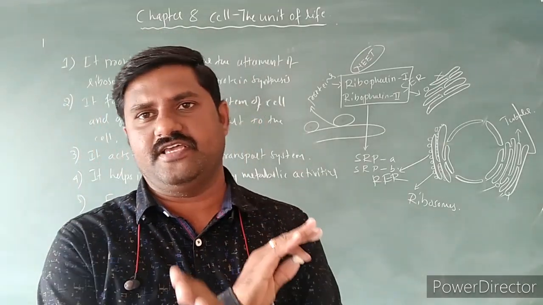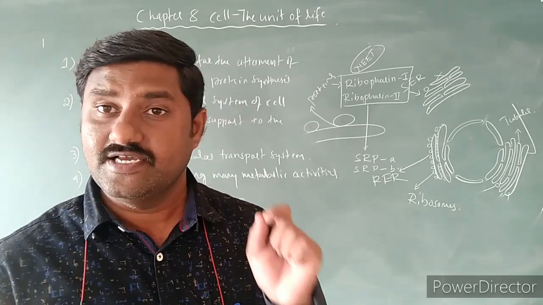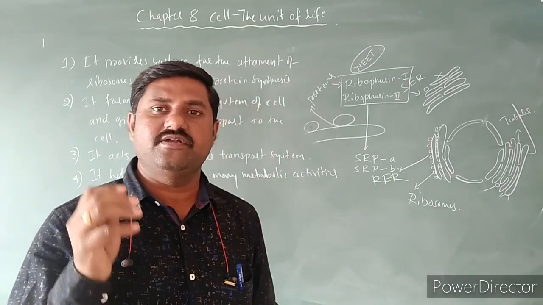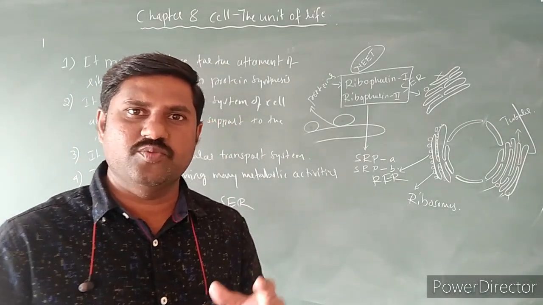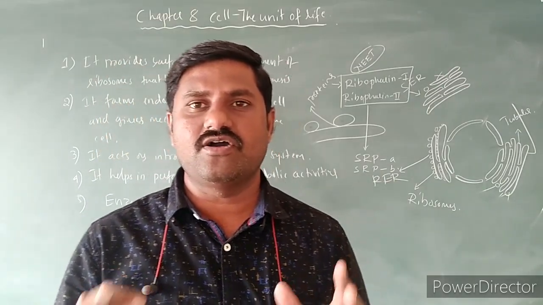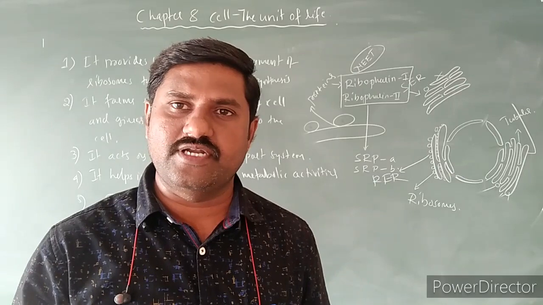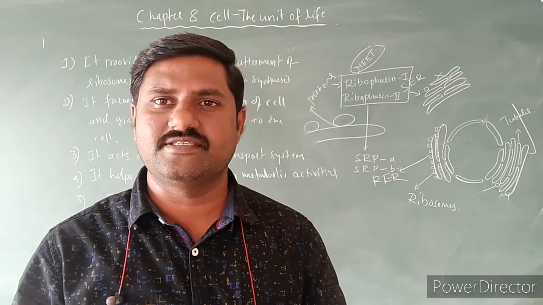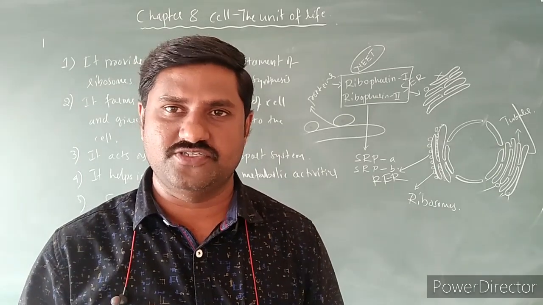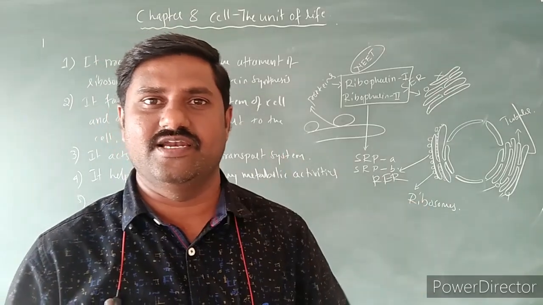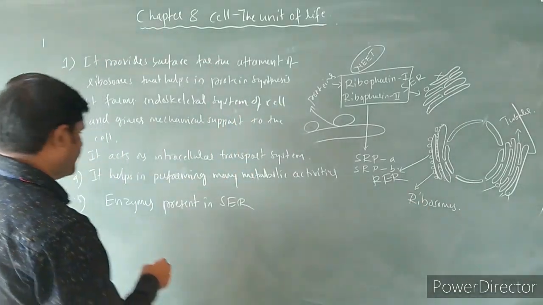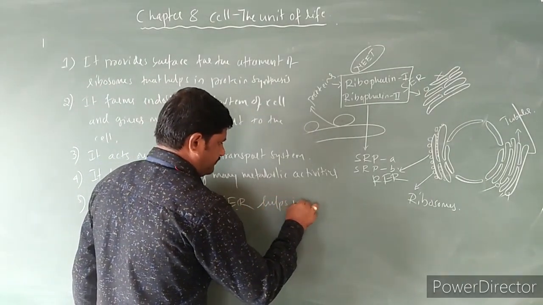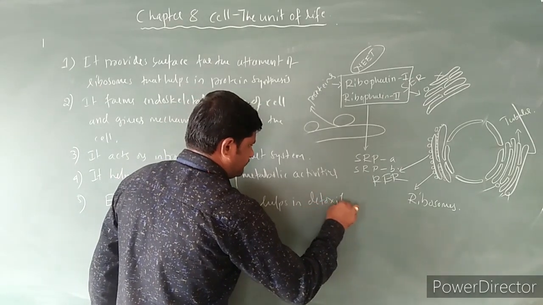On its outer surface there are no ribosomes attached, right? So that is smooth endoplasmic reticulum, which has some of the enzymes. They help in detoxification, means they remove the toxic materials. Detoxification of some of the pollutants, some of the insecticides or some other toxic substances. That is also one more function of this SER particularly. Enzymes present in SER help in detoxification.